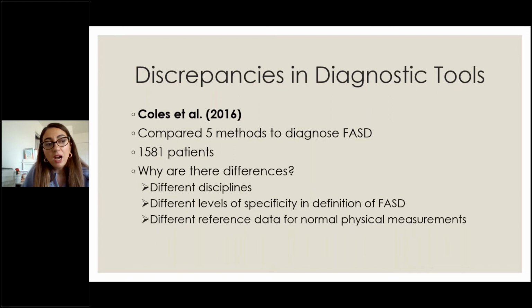positions of the governments and how they view things, from the CDC versus some of the things that are done in Canada, which are much more advanced at this point, and they better understand the nuances of the different diagnoses under the FASD umbrella. And there are also different levels of specificity in the definition of FASD, as well as differences in what constitutes a normal physical measurement. The reference data that's used is also different based on the different diagnostic tools.